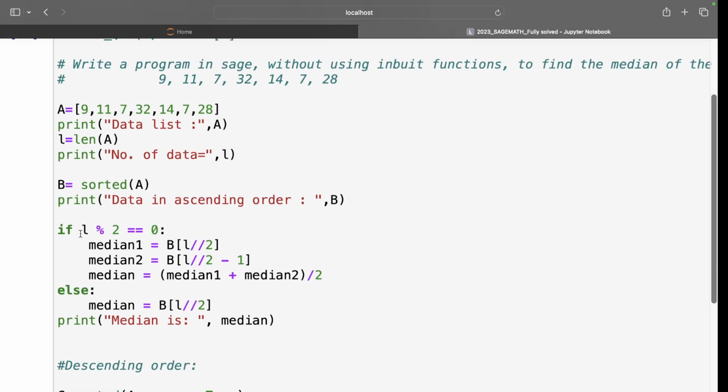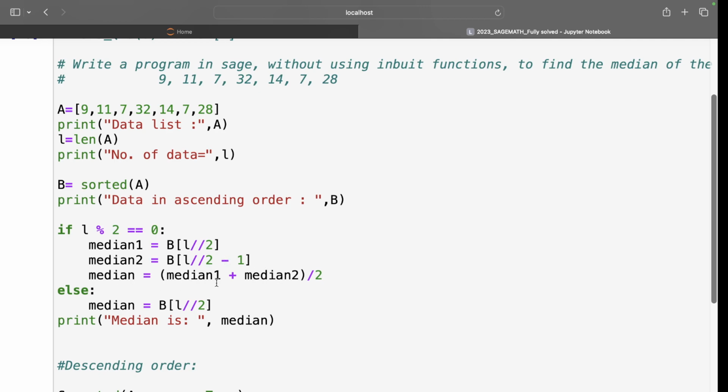If L modulo 2 equals 0, that is, when L is divisible by 2, median 1 equals B of L double slash 2. Double slash 2 means the quotient division. When L is divided by 2, you get the quotient. Median 2 is, from the list B, the element at L double slash 2 minus 1.